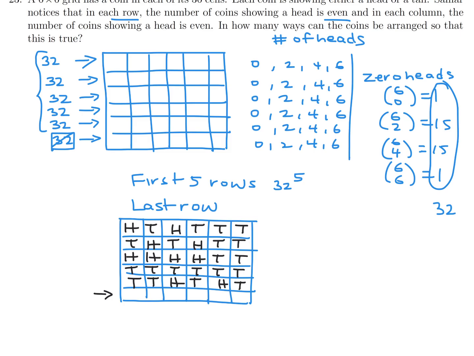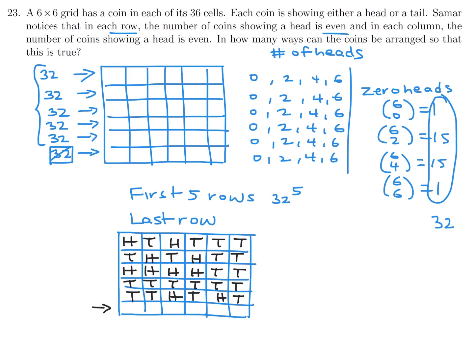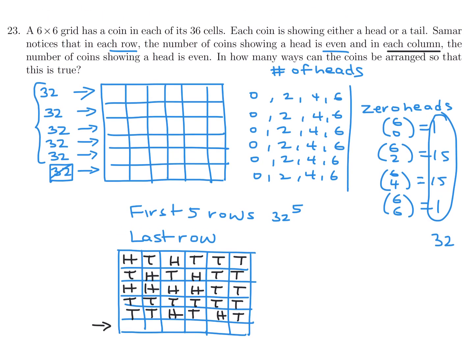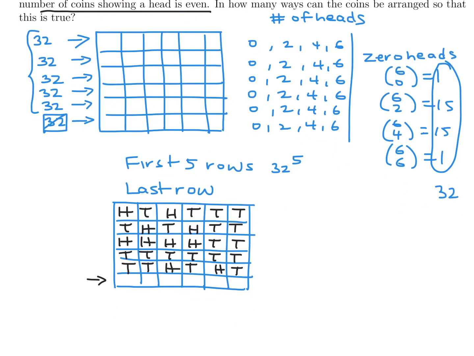Remember, the question also says that each column has an even number of heads. In each column, the number of coins showing a head is even. So that means that these columns, this one and so on, have even.